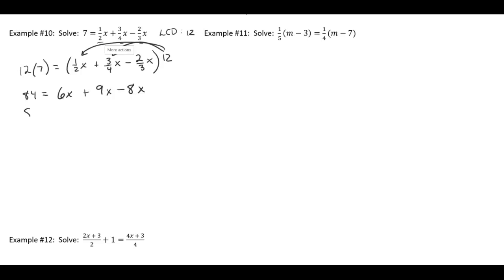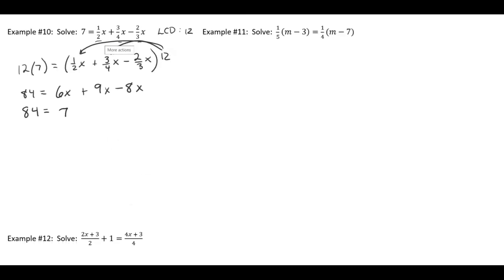So I have 84. On the right-hand side, those are like terms we can combine. So we're going to get 7x. And divide both sides by 7. And it turns out this time we're getting x equals 12. So x equals 12.